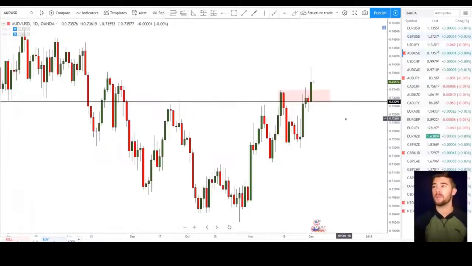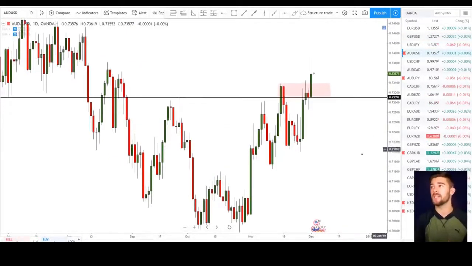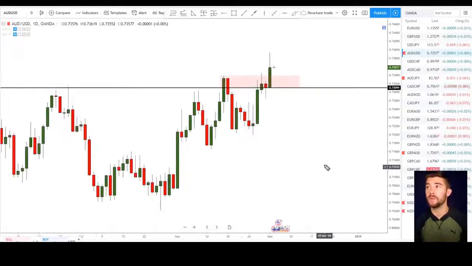Now, another pair that we were taking a look at that has done something interesting is the Aussie dollar. On the Aussie dollar, we were saying earlier in the week that we wanted to see a close above this previous level of resistance. That's exactly what we got.